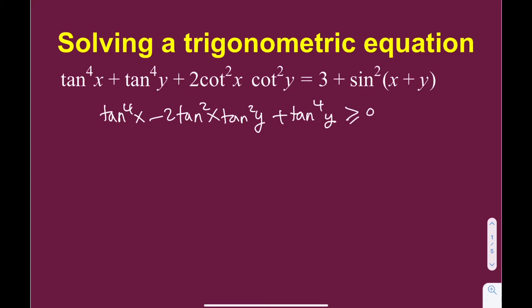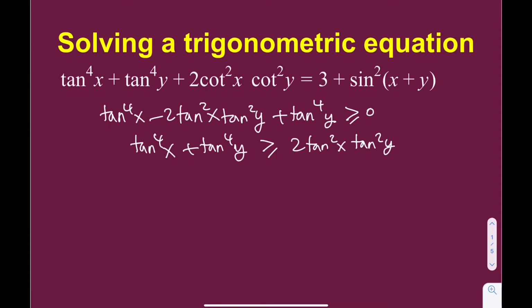So it's always going to be non-negative, right? So I can say that this is going to be greater or equal to 0, meaning that I have tangent to the fourth power of x plus tangent to the fourth power of y greater or equal to 2 tangent squared x tangent squared y. Okay, now how do we use that expression in the equation? We're going to find out in a little bit.